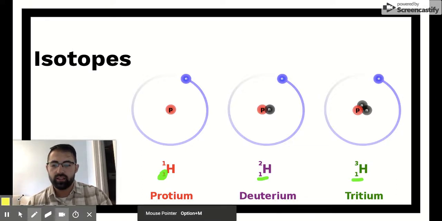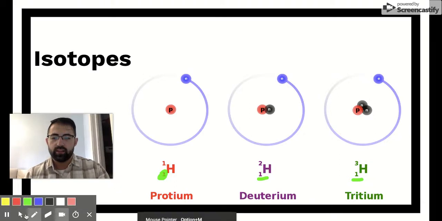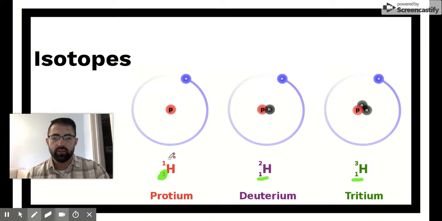However, what's really kind of neat about it is that they have different numbers of neutrons. Here we have 0 neutrons, so we have 1 atomic mass unit. But in deuterium, still 1 proton, so it's still technically hydrogen, but we have a neutron here. Notice we still have just 1 electron, so there's equal charge, but we have 2 mass units. And tritium has 2 neutrons, so its atomic mass is 3. But still 1 proton, 1 electron, and still hydrogen.